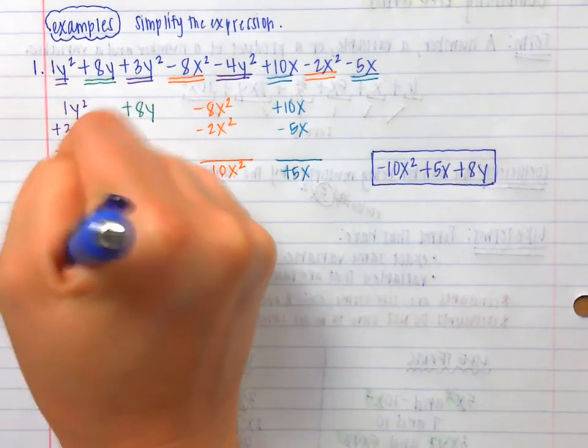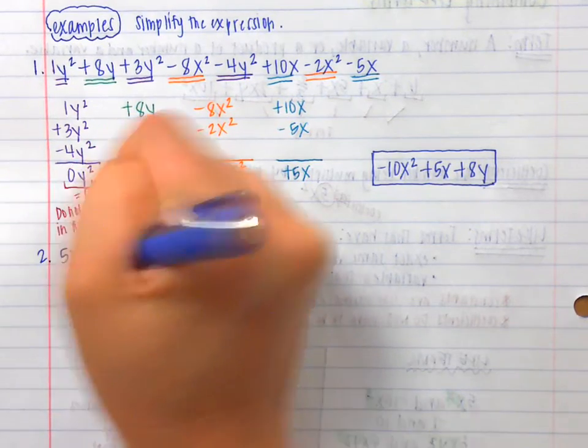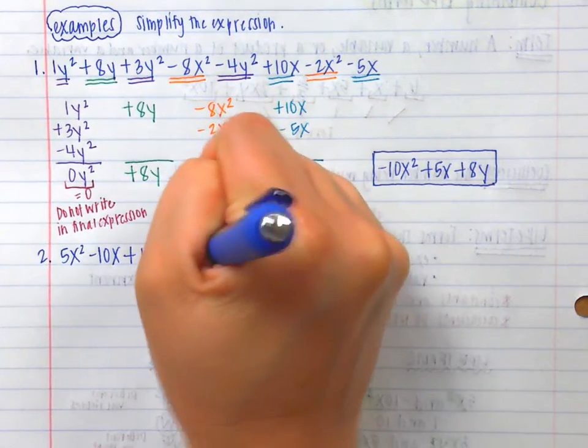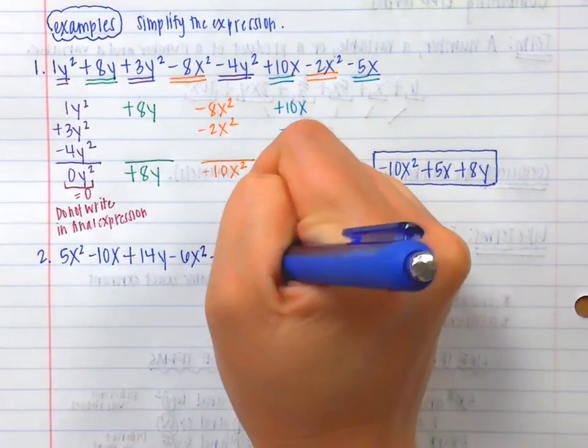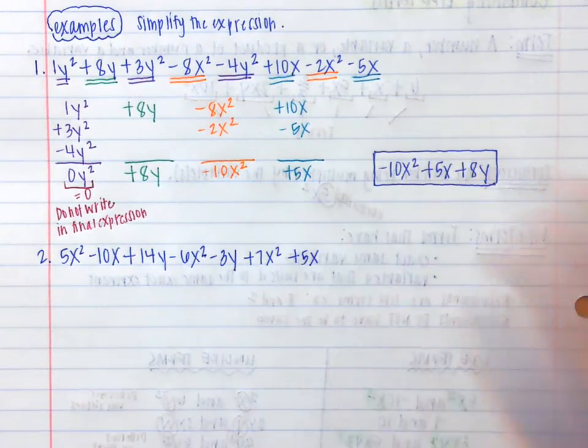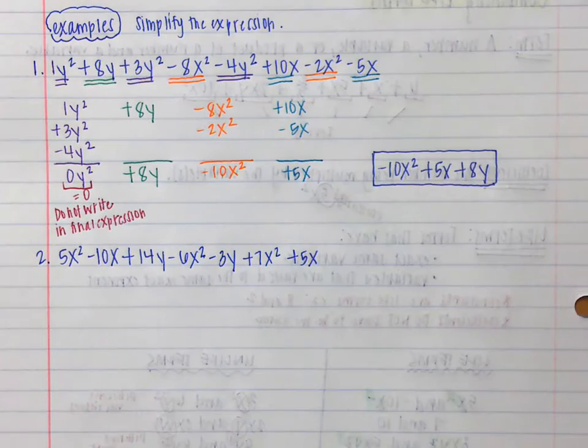So we have 5x squared minus 10x plus 14y minus 6x squared minus 3y plus 7x squared plus 5x. What I would like you to do is pause this video, try this one on your own, and then come back and see if you got the same answer. So pause, try it, see how you do, and come back. And if not, I'm going to show you a different method of how you can organize yourself in this too.